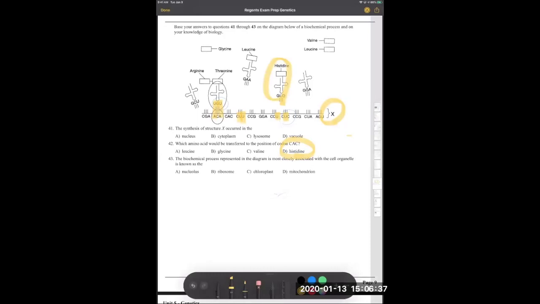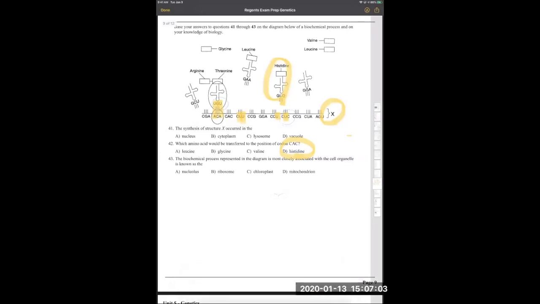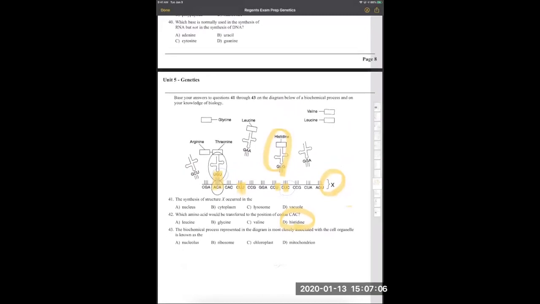Moving on. 43. The biochemical process represented in the diagram is most closely associated with the cell organelle known as the, okay, honestly, I don't know why, but I spaced out, okay? So let's go back. The biochemical process represented in the diagram, which diagram? I don't even have the diagram anymore in front of me, which actually I do, it's right there. Again, I'm spacing out for some reason. I just ate, probably, maybe that's why. But the biochemical process presented in the diagram is most closely associated with the cell organelle.